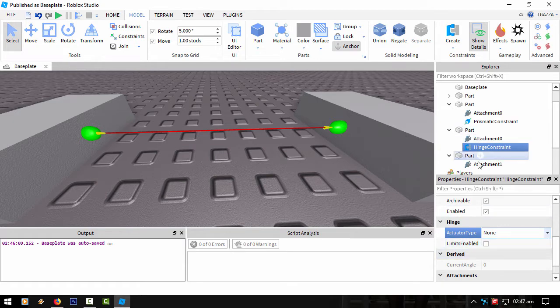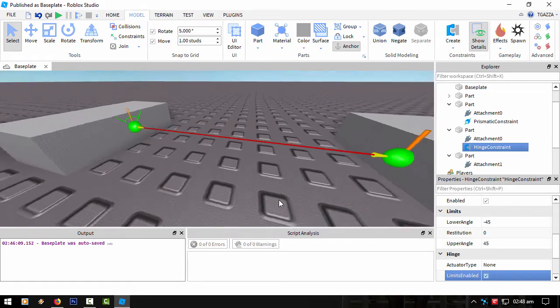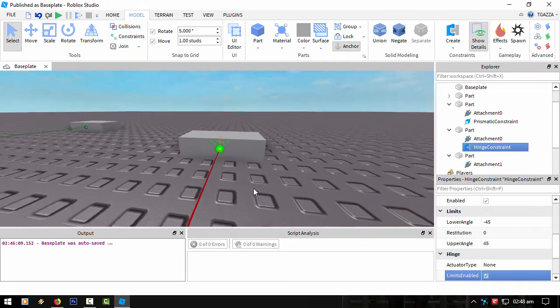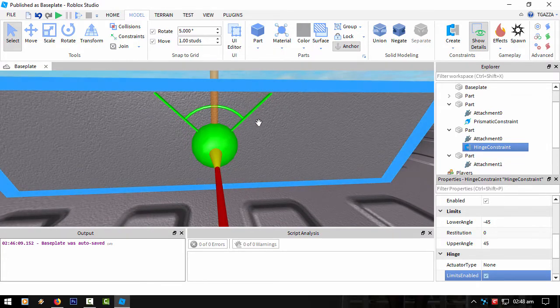So as it stands at the moment, it can rotate as far as it wants to go round. Like, it can go 360 degrees round this way. If we want to limit how far it rotates, we can click that. The lower angle, it can go down to negative 45 degrees, it's in degrees, which is somewhere down here, and an upper angle of about there. So if I show you, oh, cool. There we go. So that's the angle. That's how far it can rotate.